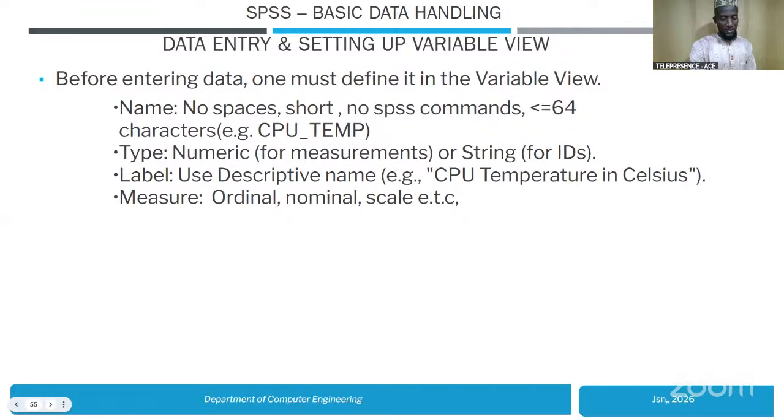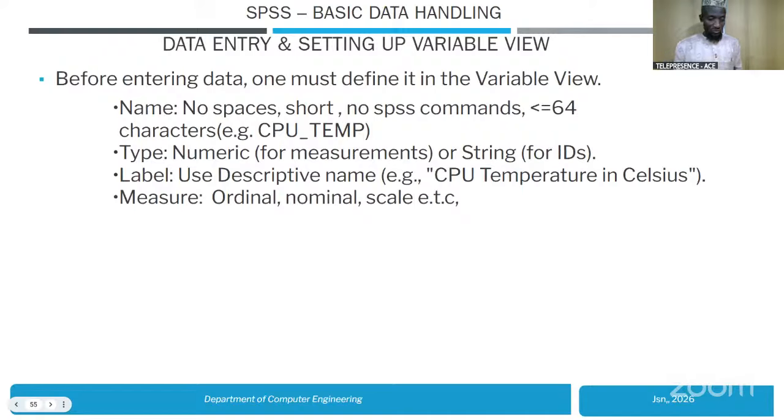There are a number of rules that we must observe when we are creating the fields that will be used in the data view. One is that a variable name must not have spaces. Most of us here are programmers. We know the rules of creating variables. They must be short, they must be descriptive, and they cannot be greater than 64 characters. A typical example of what we can use as our variable name is CPU temp, which means the CPU temperature.